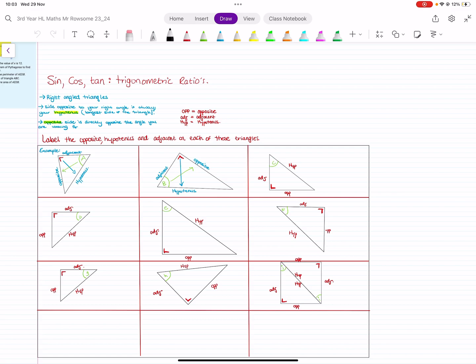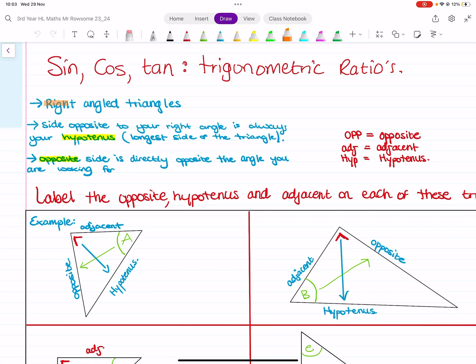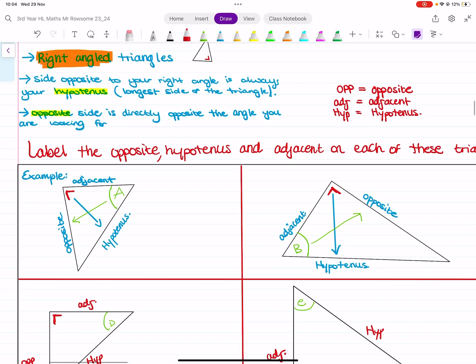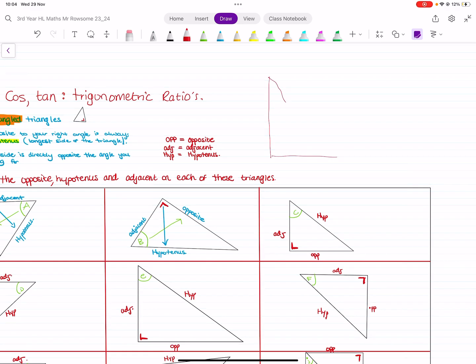Okay, so the trigonometric ratios can only be used in right angled triangles. Okay, so a right angled triangle is a triangle like so, that contains a right angle. Okay, so the first thing to start off with, if we take a right angle triangle, I'm going to draw one out here. And that's the right angle there.